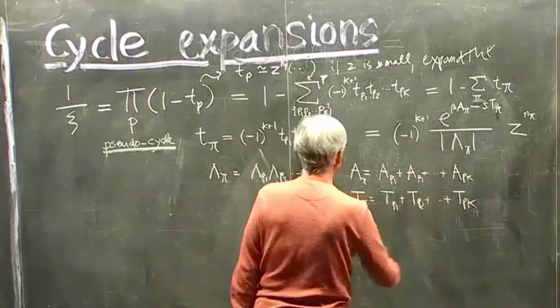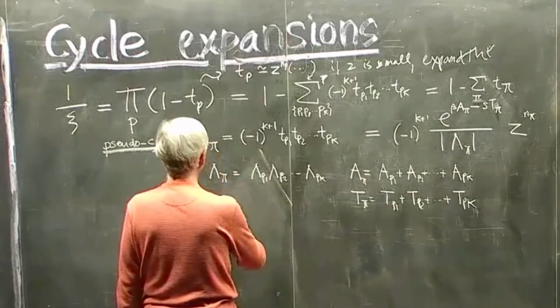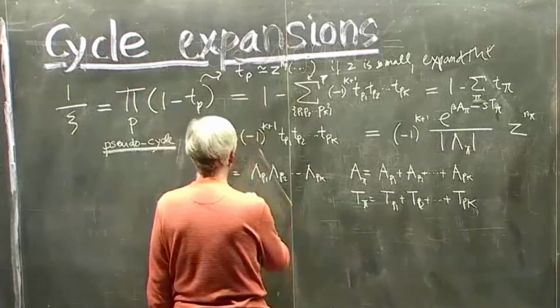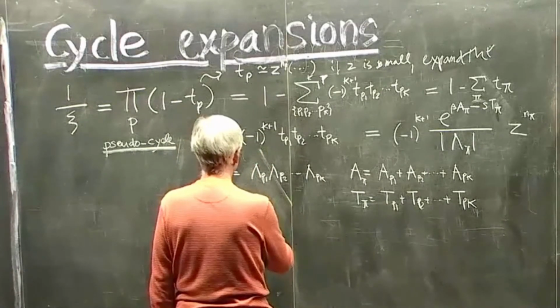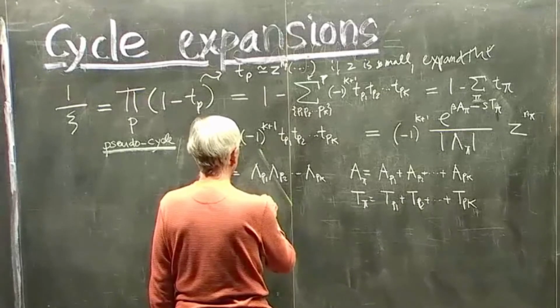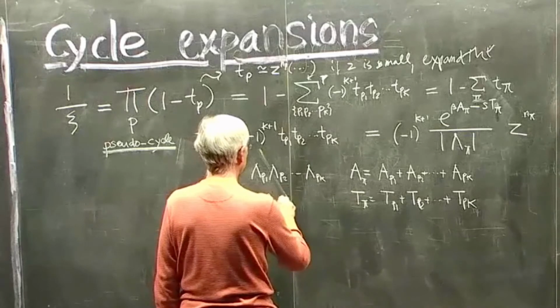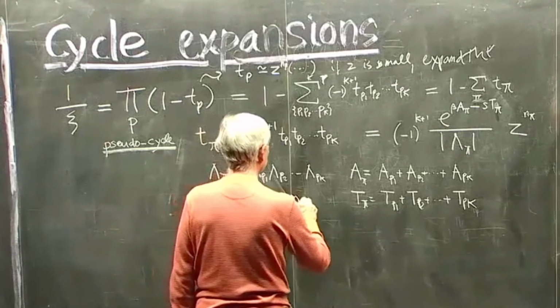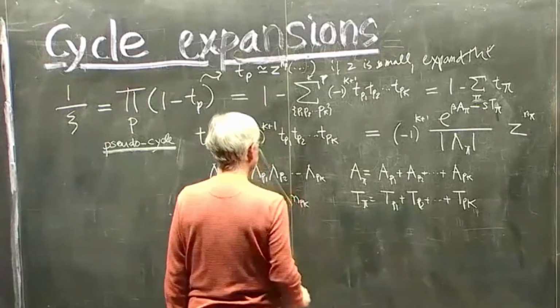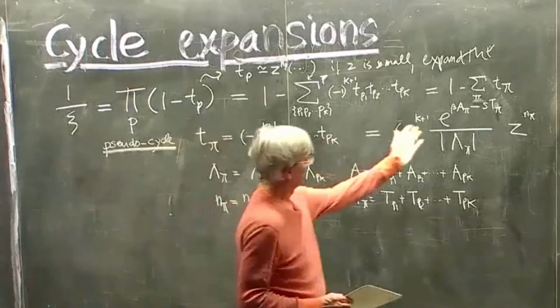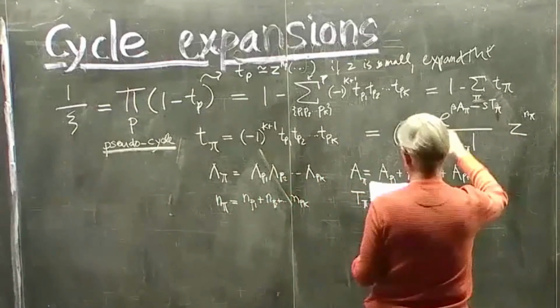And the topological length is just the sum of the lengths. The topological length is just the sum of the length of the first prime cycle, the length of the second prime cycle, up to the length of the kth prime cycle. So that will help us a little bit with manipulation. We have a very condensed notation.